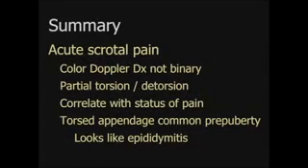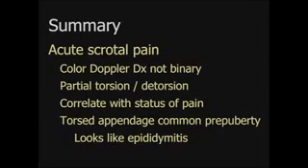So in that quick review, in summary, you have to remember with acute scrotal pain that the color Doppler diagnosis is not binary. Partial torsion and detorsion certainly exist. You have to correlate it with the status of pain. If the patient still hurts as much as what caused them to come to the hospital, and they have hyperemia, you have to consider inflammatory infectious conditions. If they have that hyperemic appearance but their pain is better, you really have to think about detorsion, and that child still needs surgical consultation.